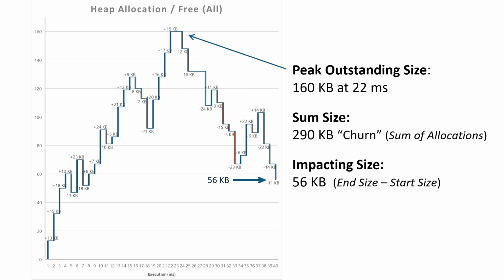The sum size is 290 kilobytes. That's the amount allocated whether or not it's freed. Think of it as the churn. And the impacting size is the end size minus the start size, 56 kilobytes.